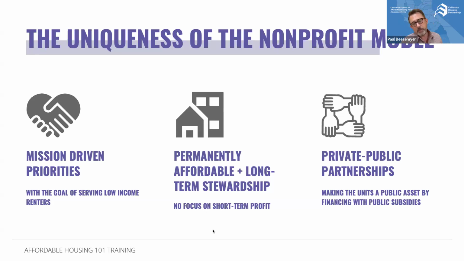And lastly, I would say this point applies to all affordable housing: the units that become affordable homes are a public benefit. They're a public asset, a privately owned public asset that is made possible with financing through public subsidies.